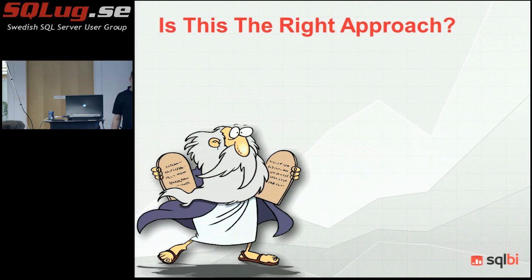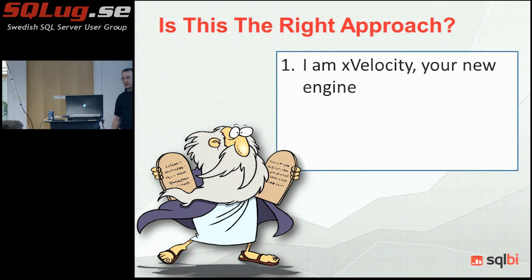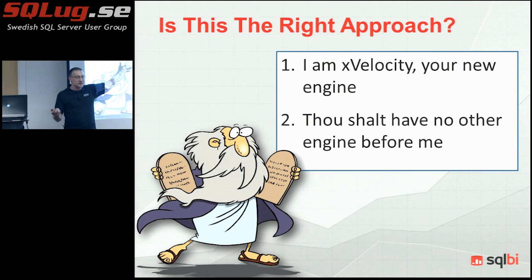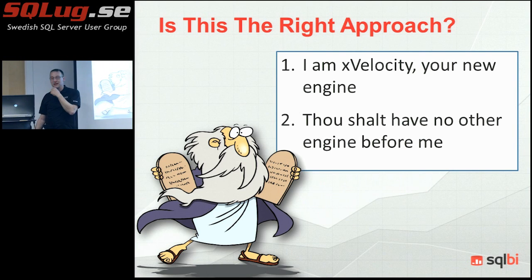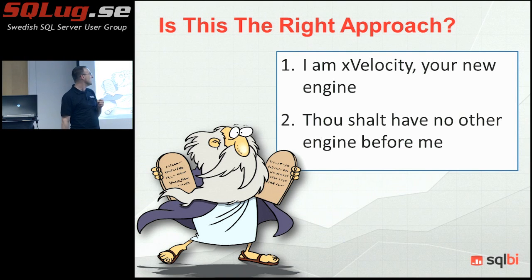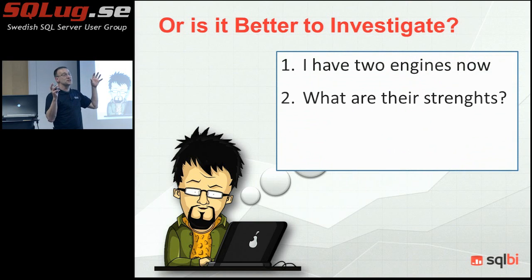And you might have one approach, very religious, that says, I am xVelocity, your new engine, and thou shalt have no other engine before me. And this might be an approach. I know a lot of people that believe that now we have tabular and this is the only approach we can have. Or we can do a different thing and say, okay, now we have two different engines.